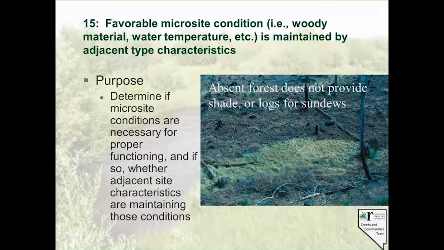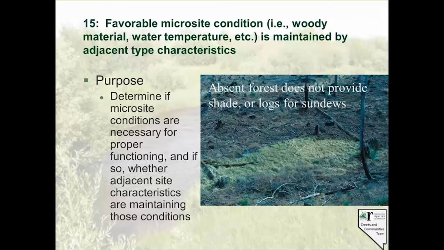Usually in Great Basin systems that I'm familiar with, this is an NA. I don't think we very often depend on adjacent microsite characteristics. When we do, we have rated this occasionally, but usually it's an NA.